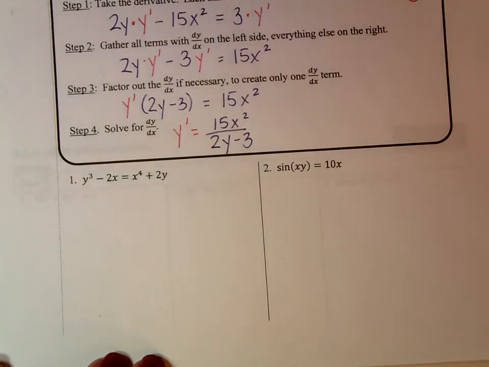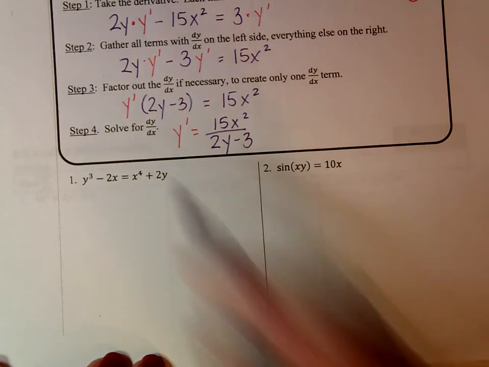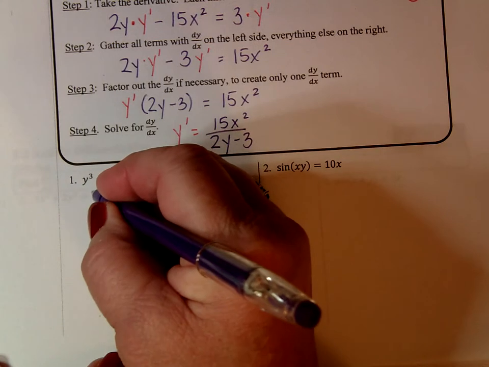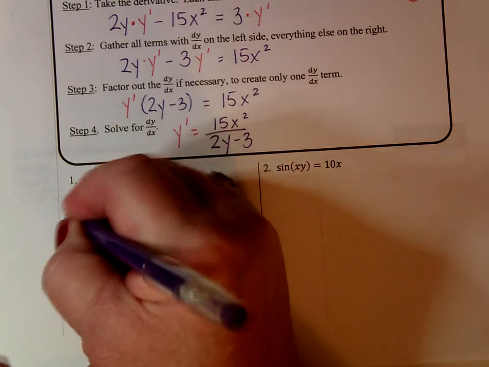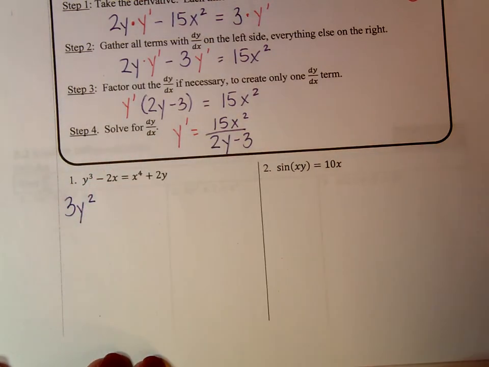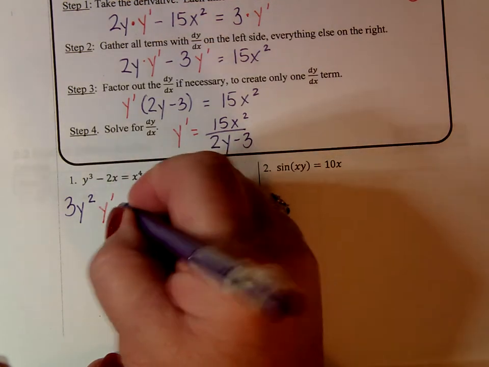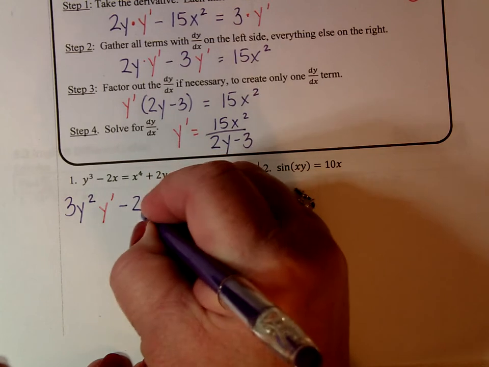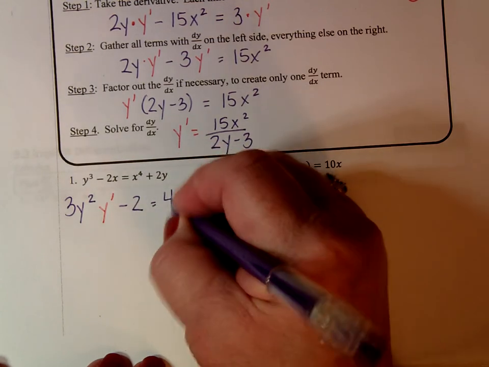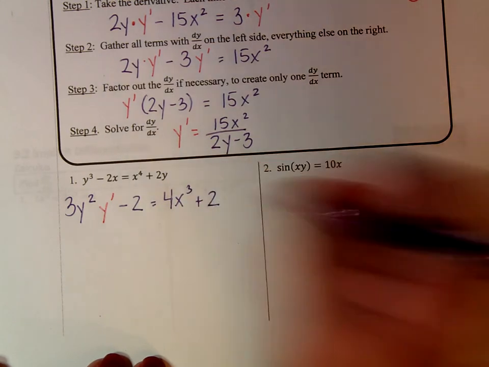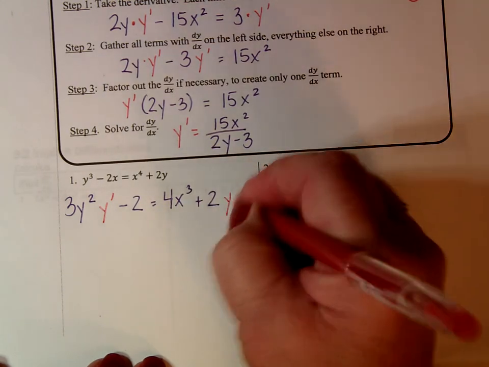This next one is kind of like the one we just did. Let's see. I have a y cubed. All right, so that's going to be a 3y squared, but I took the derivative of a y, minus 2x is 2, x to the fourth, 4x cubed, never liked x's so much, plus a 2, but I took a derivative of a y.